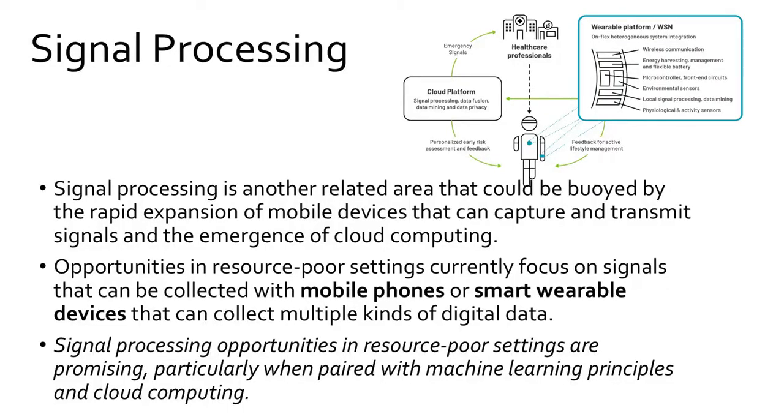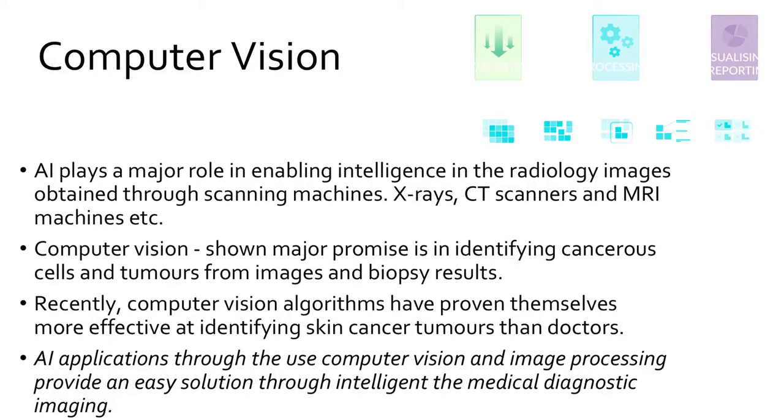Signal processing, I think I talked about this in terms of the physical aspects of AI. We have mobile phones. We have smart wearable devices that will collect all kinds of digital data. So in terms of AI in resource-poor settings, this is really promising because it can be paired with machine learning principles and the cloud computing that I mentioned earlier to improve patient care and patient diagnosis. Computer vision, this is very key to us as a lab. Can we use computer vision and image processing to provide an easy solution for medical diagnostic imaging?